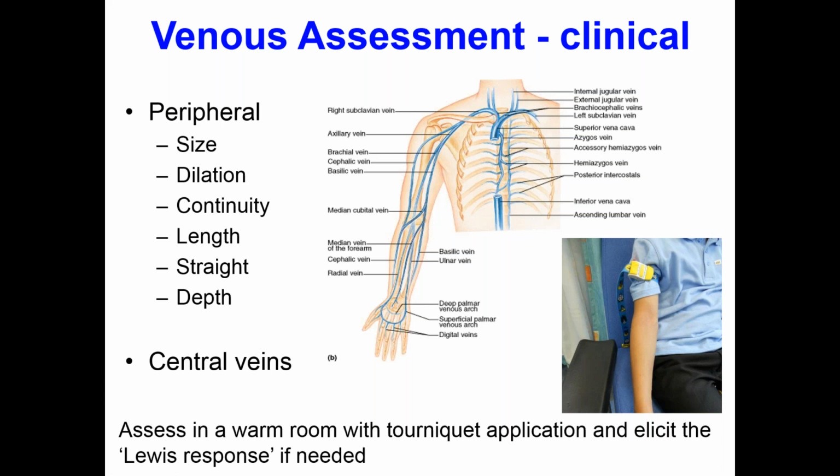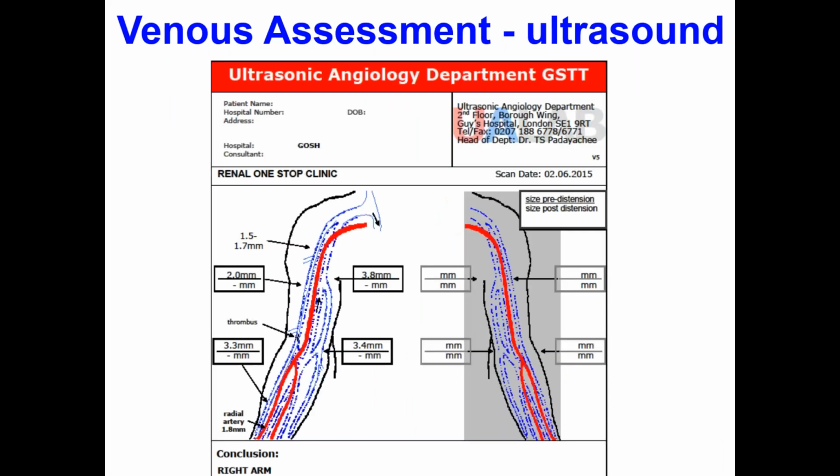When the surgeons actually operate, they will use things to dilate up the veins and papaverine to make them prominent. So the second part of the assessment is the venous assessment with an ultrasound scan.